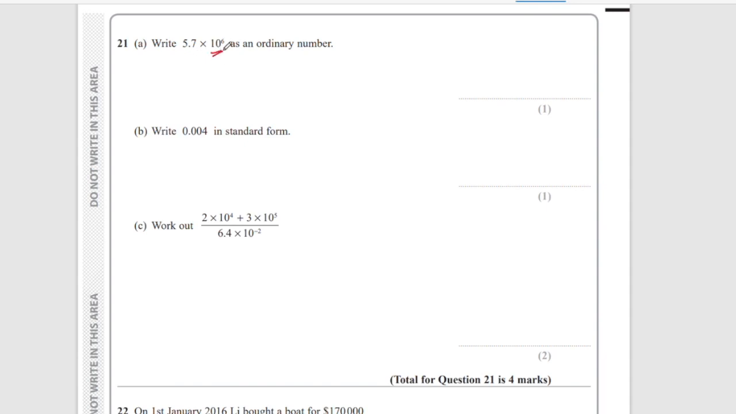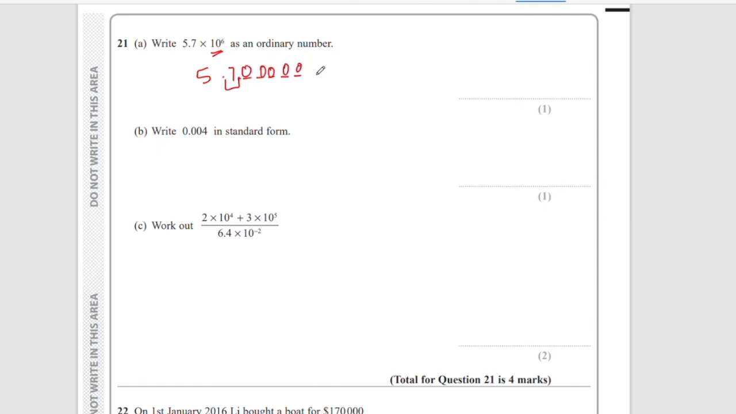It's 10 to the power 6 and the power is positive. It means the decimal will move to the right side. So let's say it's here. It will move 6 times right. So 1 is done here. 5 more times, sorry, because 1 is done here. So 1, 2, 3, 4, 5.